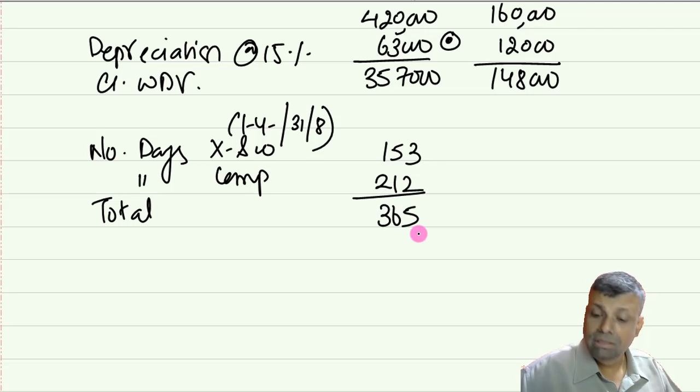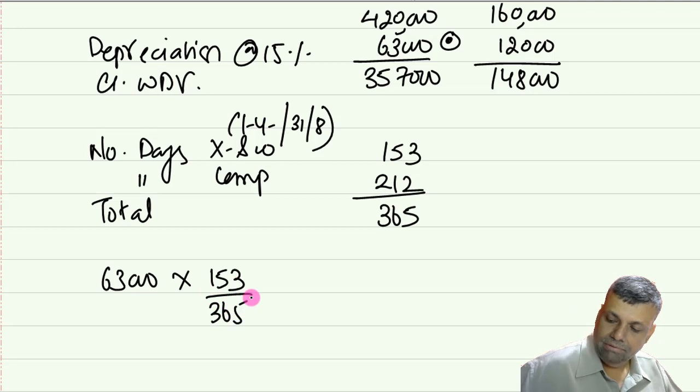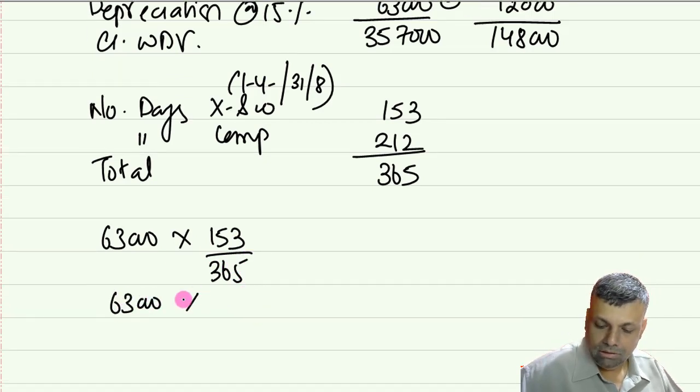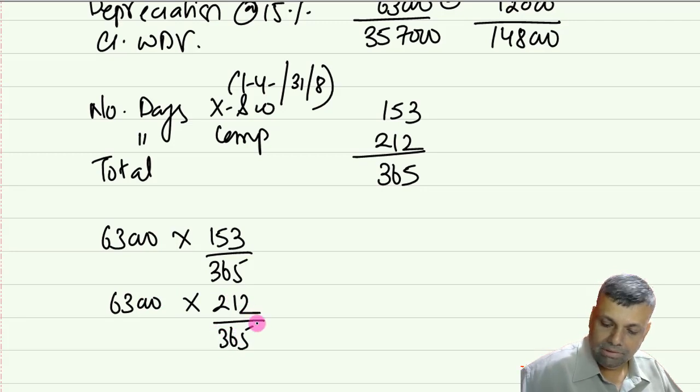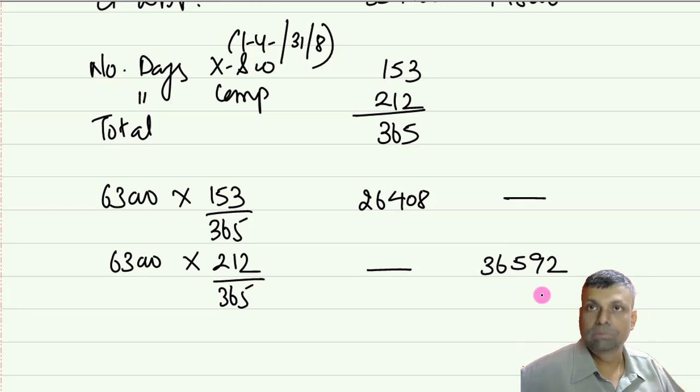So ultimately, friends, 63,000 rupees, the depreciation you have to divide between the proprietary concern and the company. Is that clear? 63,000 multiplied by 153 divided by 365 in one situation. And in the second situation, 63,000 multiplied by 212 divided by 365. So 153 will come as 26,408. So that will be the share with respect to X and company. And with respect to the company, it is going to be 36,592. Use your calculator quickly, check out the calculation mistake.